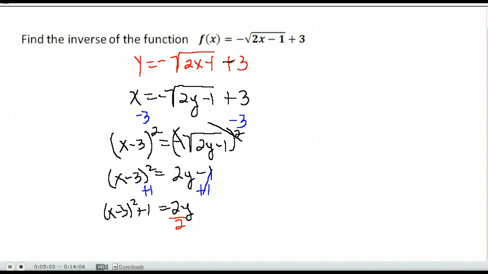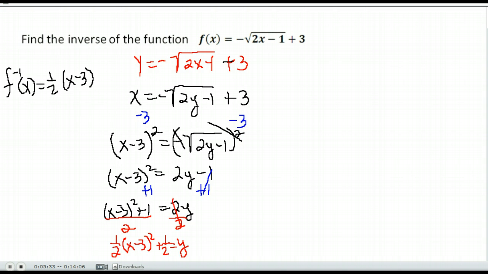And finally, we're going to divide both sides by 2. Okay. Now this one would probably be best to write separately. (x - 3)² divided by 2. We can also write that as 1/2 (x - 3)² plus 1/2 equals y. So our function for the inverse is going to be f inverse of x equals 1/2 (x - 3)² plus 1/2. And there we go.